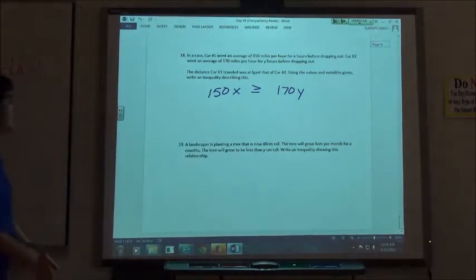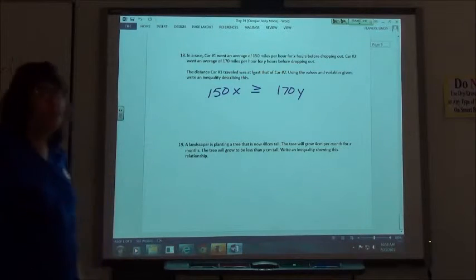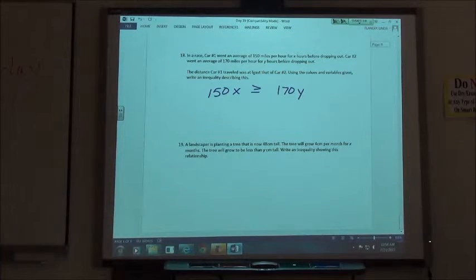Number 19, a landscaper is planting a tree that is now 48 centimeters tall. The tree will grow 4 centimeters per month for X months. The tree will grow to be less than Y centimeters tall. Write an inequality showing this relationship.